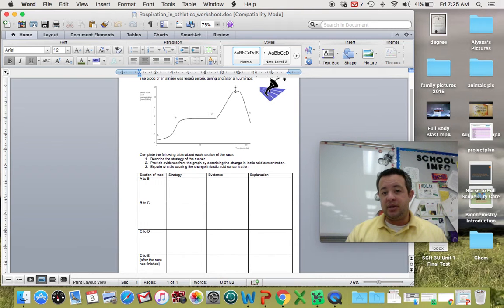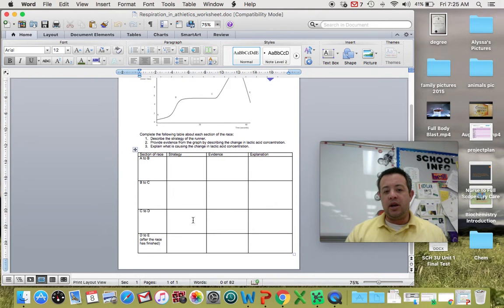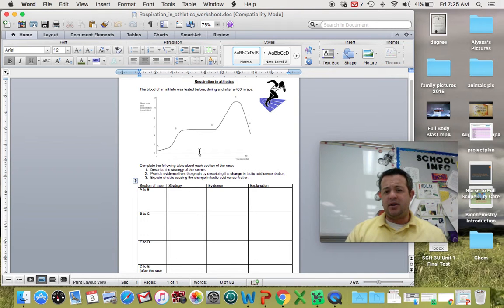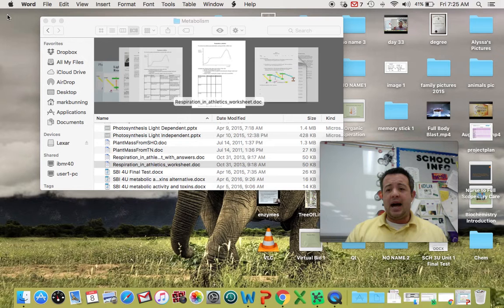From C to D, something different is happening, then D to E. So I want you to fill this out. It practices your understanding of cellular respiration. And again, I'm going to have the full solutions in there as well. So take a look at it. Don't look at the solutions. Try to do it on your own, and then take a look at the solutions.